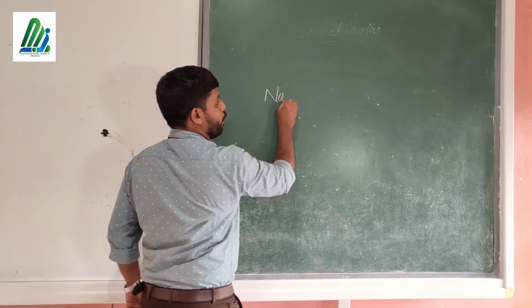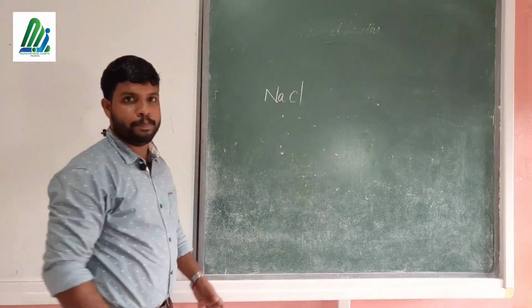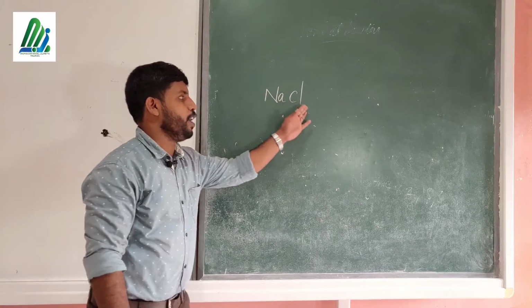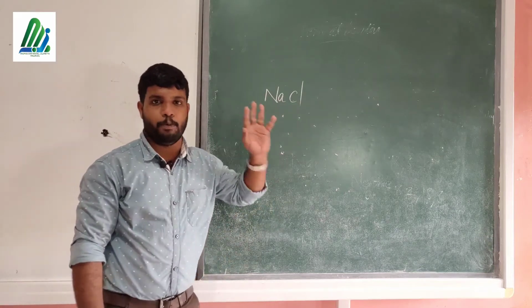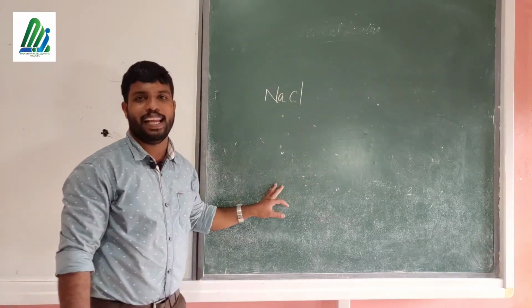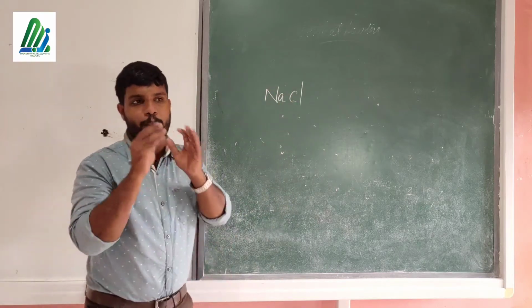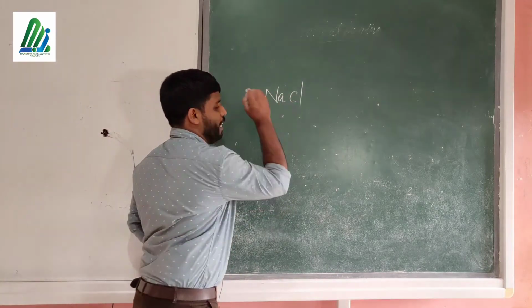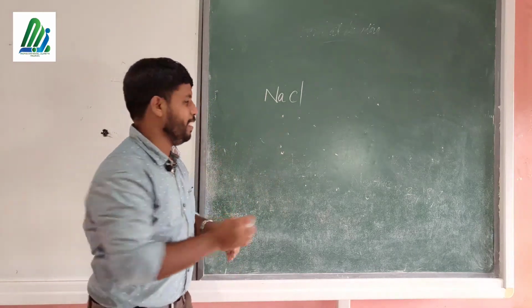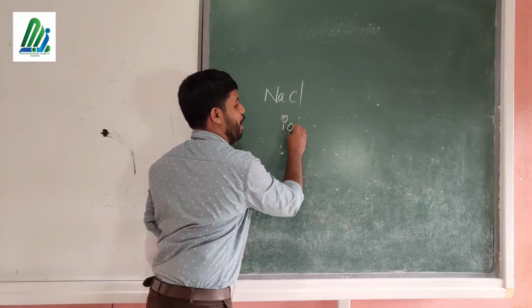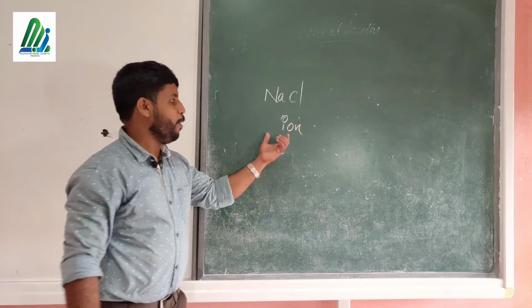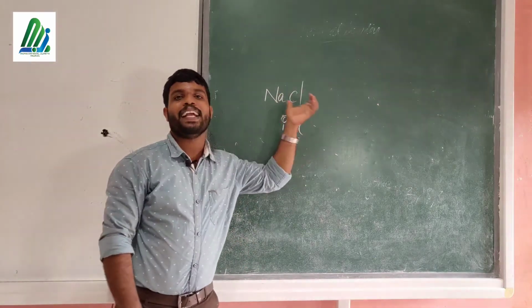Sodium chloride is formed by the combination of sodium and chlorine. Sodium gets a positive charge and chlorine gets a negative charge. The sodium ion and chloride ion. An ion means a charged atom. An atom that gets charged is generally known as an ion. So, positive ion and negative ion.